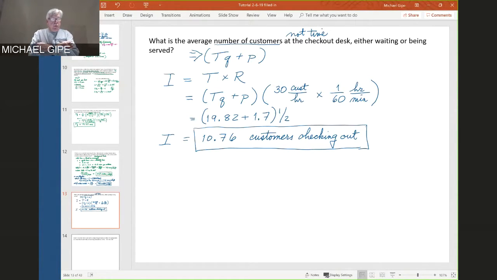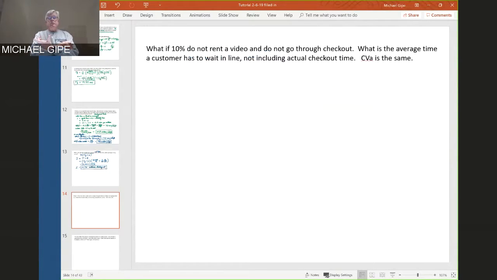Okay, now we're going to get a little bit more complicated. What if 10% don't rent a video and do not go through checkout? So we've got customers arriving, 30 customers per hour, but only 90% of them actually go and rent a video and are standing in the line waiting. What's the average time a customer has to wait in line, not including the actual checkout time?